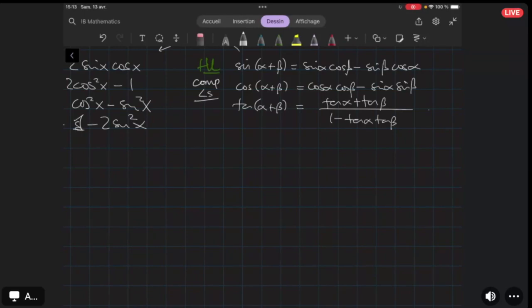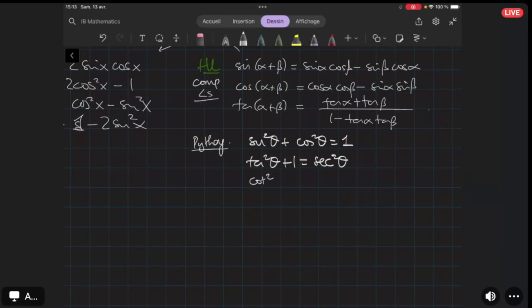Then we get to the Pythagorean identities. Sine squared plus cos squared equals 1. Tan squared plus 1 equals secant squared. And cotangent squared plus 1 equals cosecant squared. And if you don't know your identities, you're done with calculus.